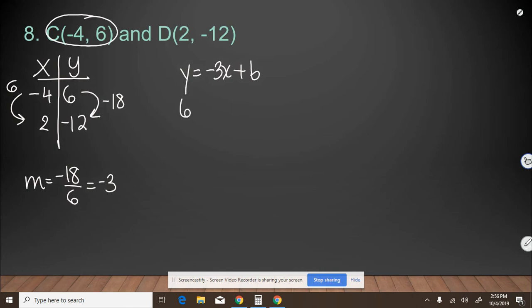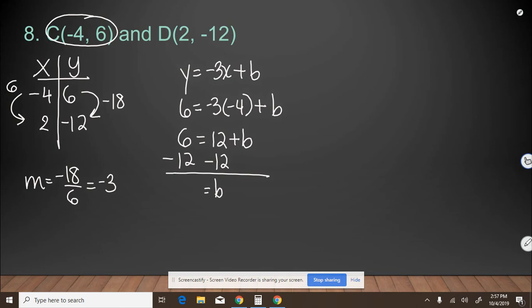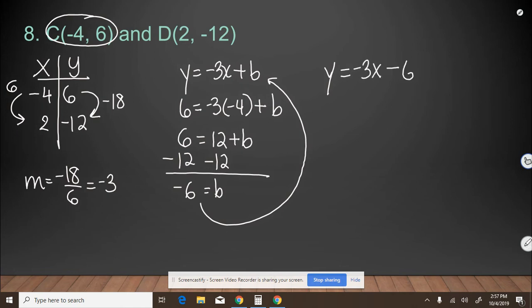So we have 6 equals -3 times -4 plus b. So 6 equals 12 plus b. Subtract 12, subtract 12, and we get our y-intercept, -6. Put that back in the equation, and our final answer is y equals -3x minus 6.